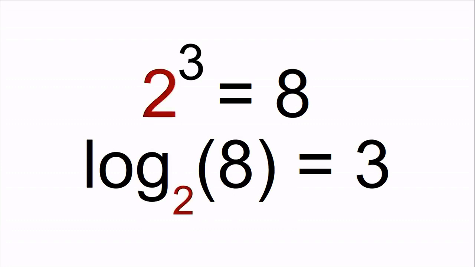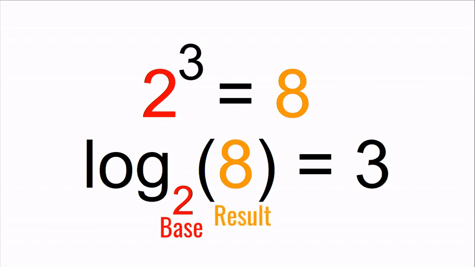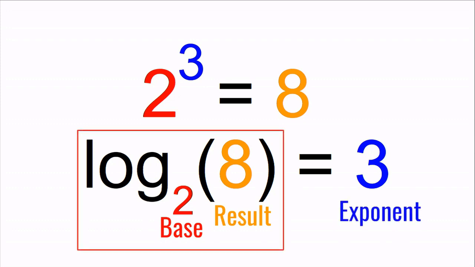So the 2 right here, the little subscript on the log, is the base of the exponent. The 8, the number in the brackets, is the result of the exponent. And the number that goes after the equal sign is our exponent. So this log is a function that basically says 2 to the power of what number equals 8.